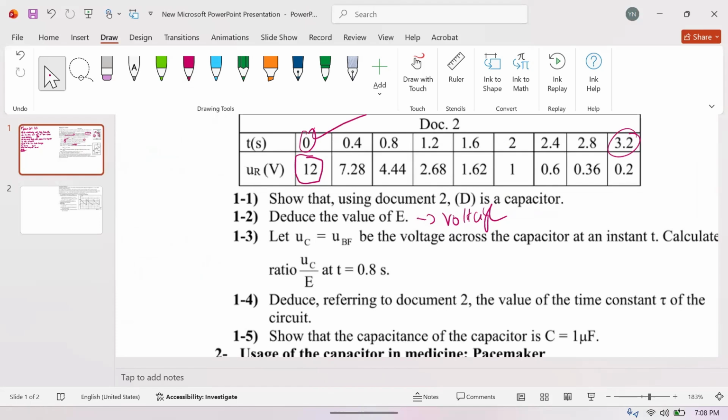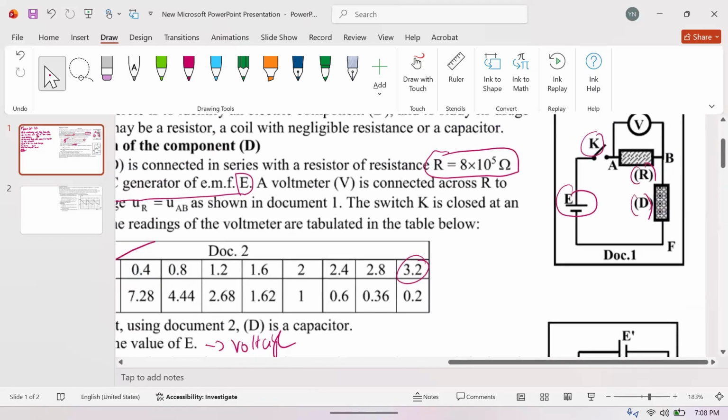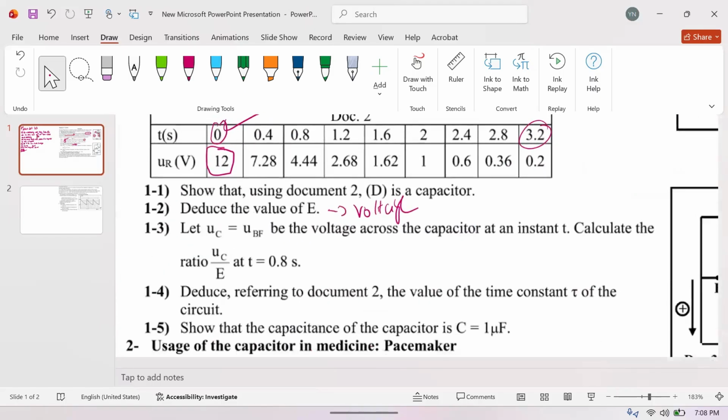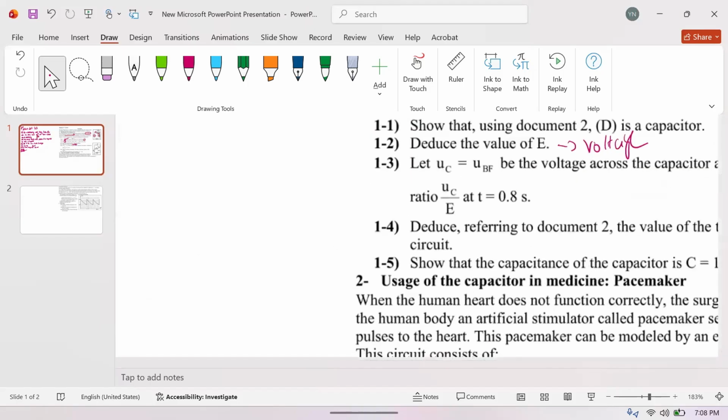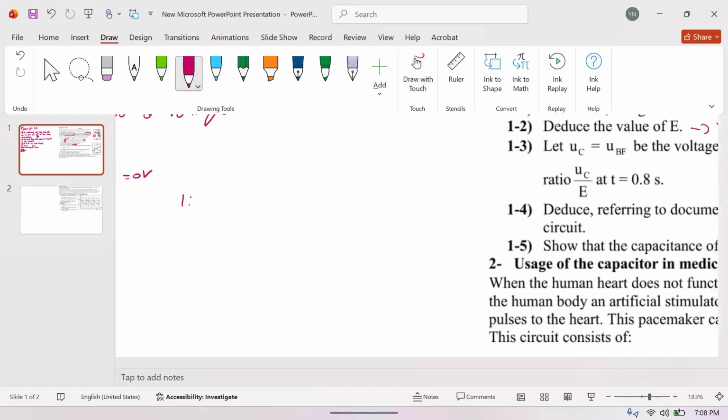Now, in 1.3 we have UC, the voltage across the capacitor. Calculate the ratio UC over E. Usually they ask this question, it looks like this. This is 1.3.